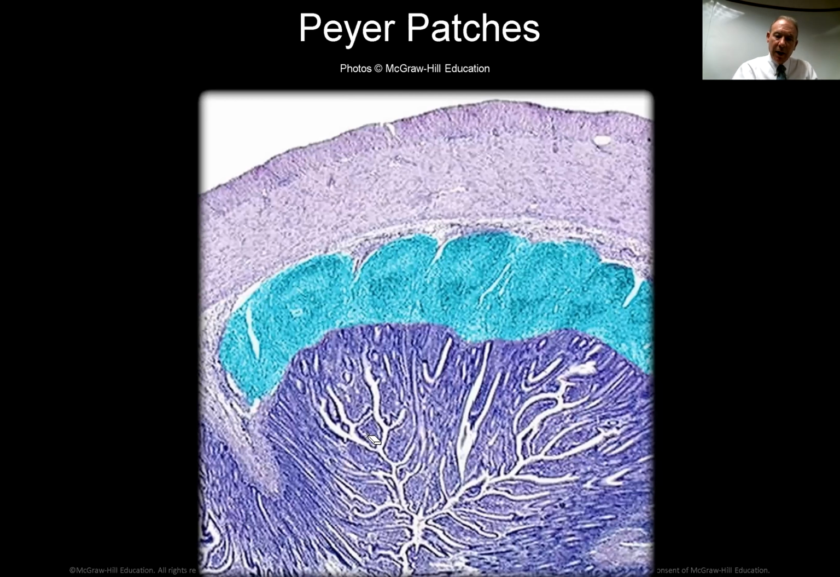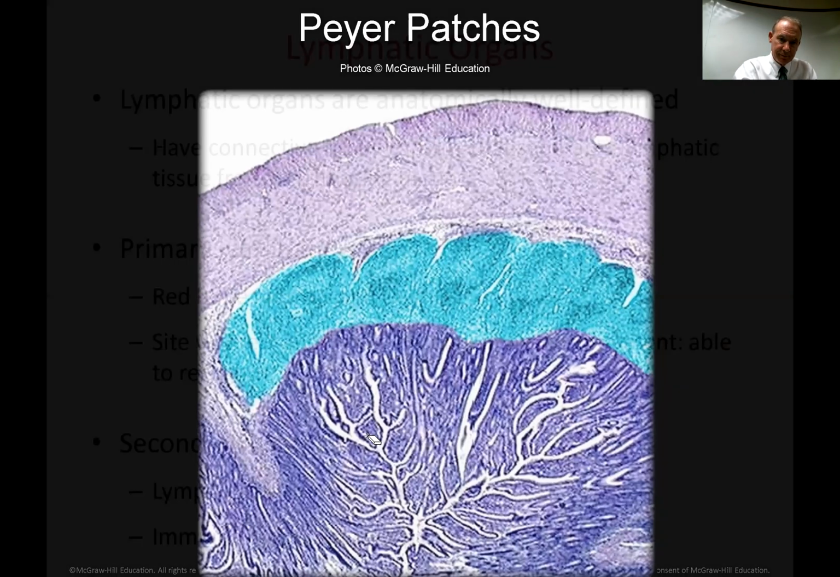We have other lymphatic tissue. I don't want to get into this too much, of various sorts. One type is called Peyer's patches.